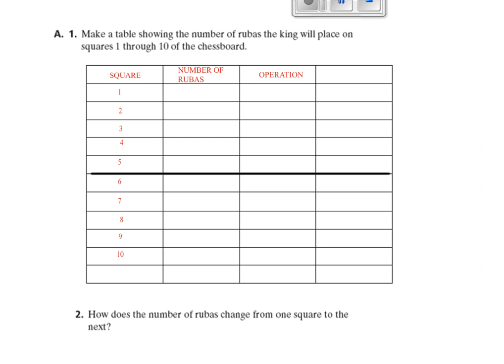So let's write these down. Number of rubas. The number of rubas on square one was 1. On the next square was 2. On the third square was 4. On the fourth square was 8. And I actually took it to the fifth square, which was 16. Now you take it to the next 5 squares here. Take it through square 10. Go ahead and write those in.